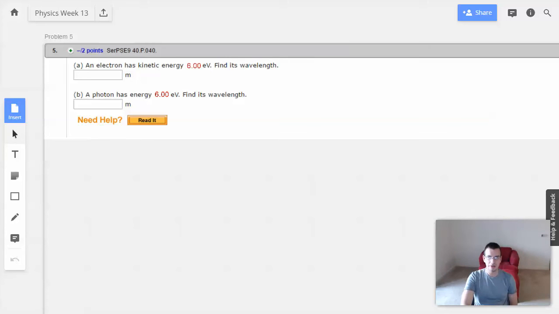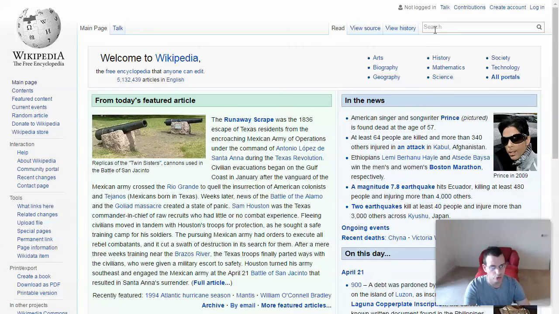Week 13, problem 5. An electron has kinetic energy of 6 electron volts. Find its wavelength. A photon has energy of 6 electron volts. Find its wavelength. All right, so this goes to, I think, the de Broglie wavelength.